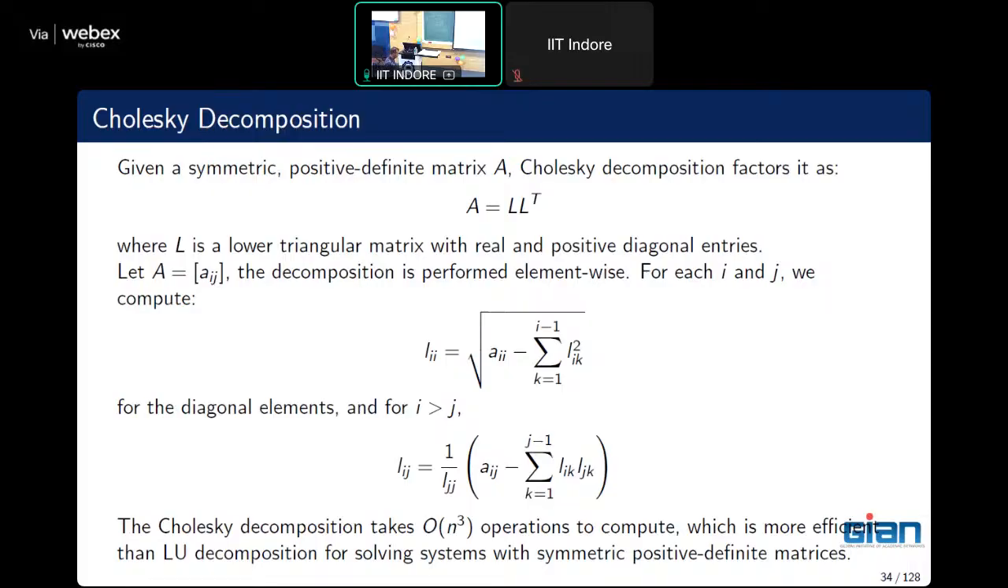Also, it takes on the order of n³ operations to compute, which is more efficient than LU decomposition for solving a system with symmetric positive definite matrices. Okay.